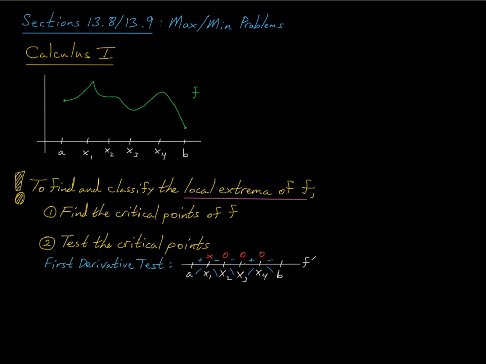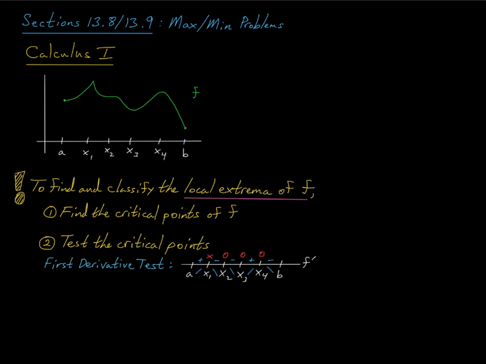From this diagram alone, I can determine that at x1 I have a local max, I reach that peak. At x2, I'm decreasing, I level out, and then I decrease again. So that's a saddle. At x3, I bottom out. That's a local min. At x4, I max out there. That's a local max. And that gives me a full description of the local extrema.